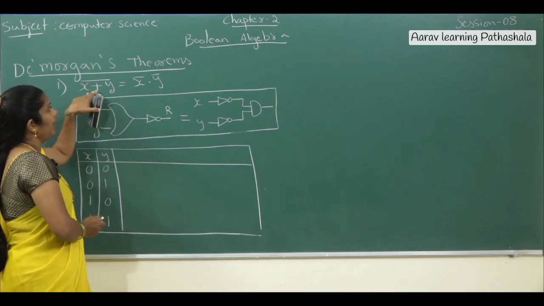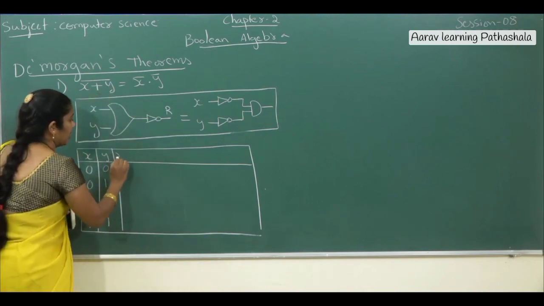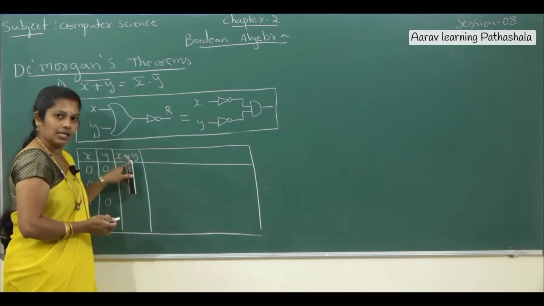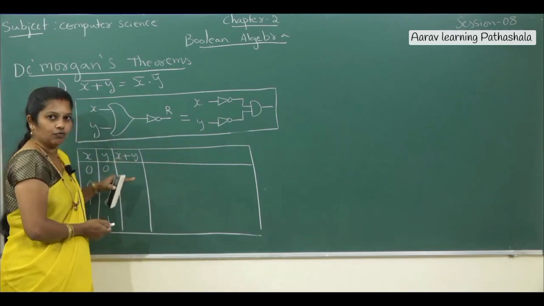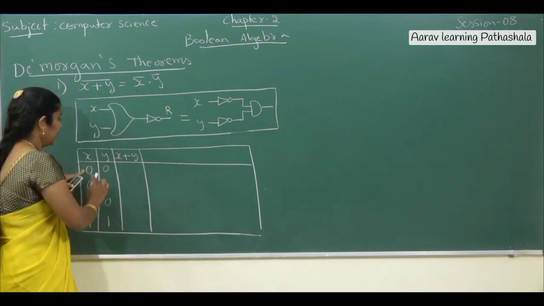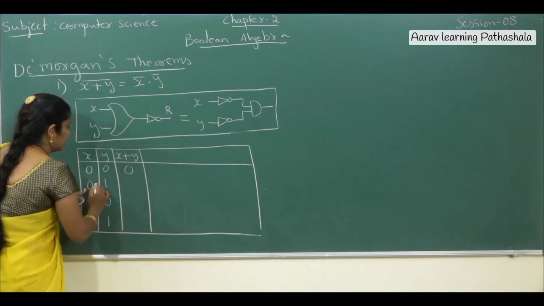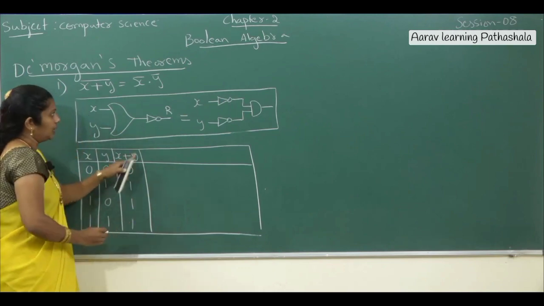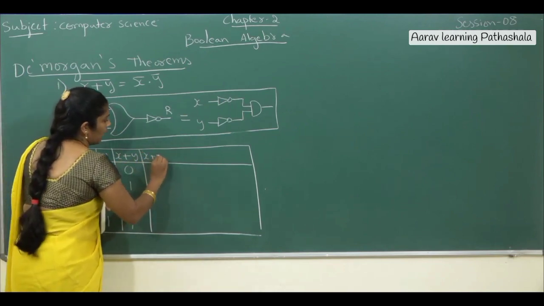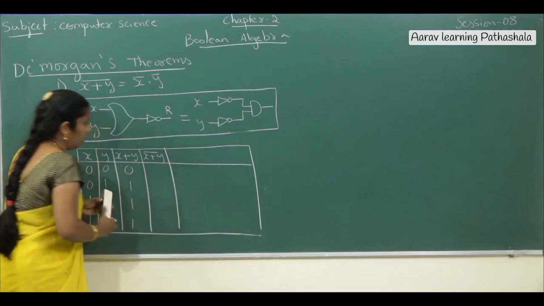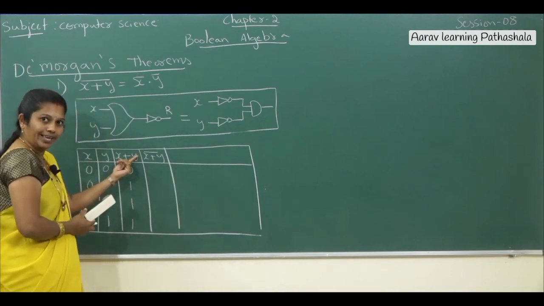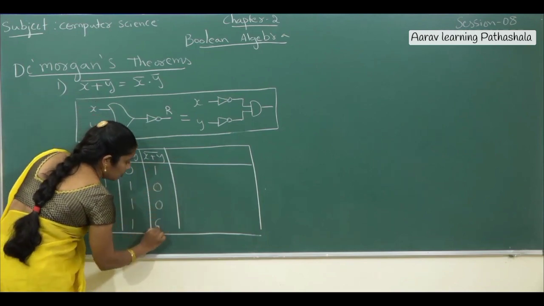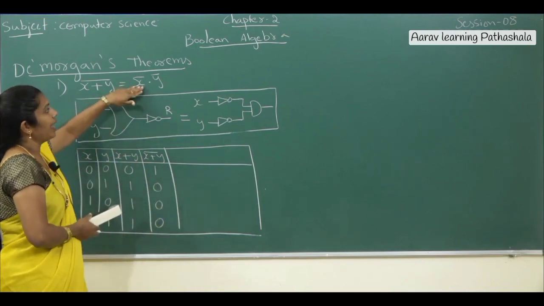Here first we have to find x plus y. With the plus operator, if any one of the inputs is true, the output becomes true. That is 0 plus 0 is 0, 0 plus 1 is 1, 1 plus 0 is 1, 1 plus 1 is 1. Then next find x plus y whole bar. In this, whatever value is in x plus y, we just negate it. Then here 1, 0, 0, 0. Next find x bar.